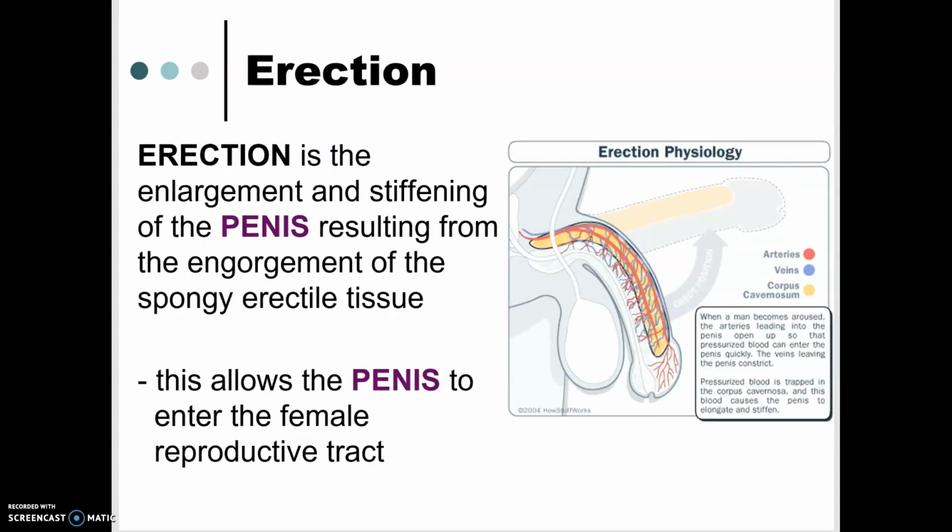Now a penis, in order to carry out its function of delivering sperm into the vagina, it needs to become erect. And an erection is when we have an enlargement and stiffening of the penis, and the reason that happens is because the penis has a lot of spongy erectile tissue, and this spongy tissue, when a person becomes aroused, fills up with blood. And you can see on the picture here, there's lots of arteries, there's lots of veins, so blood can move into the penis during stimulation, and that causes the penis to become erect, which allows it to enter the female reproductive tract.